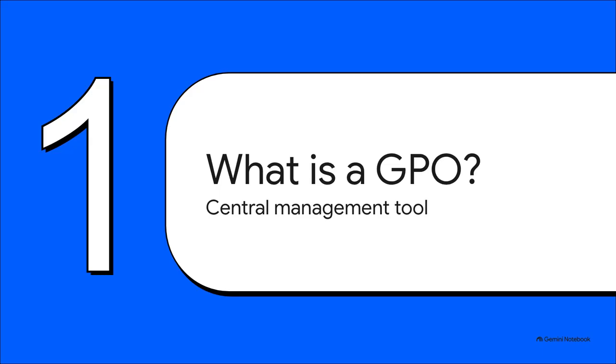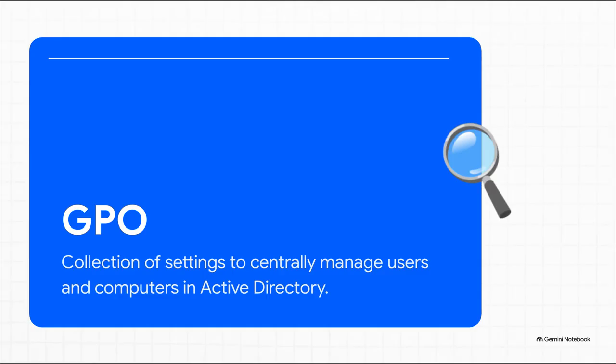All right, Section 1. What is a GPO? It's basically your ultimate central management tool. The real crucial point here is the definition itself. A GPO, or Group Policy Object, is essentially just a collection of settings. Think of it as the central rulebook for your whole network environment. Instead of setting up rules on a local, one-by-one basis, you use GPOs within Active Directory to centrally manage and configure both the users who log in and the physical computers they're actually using.